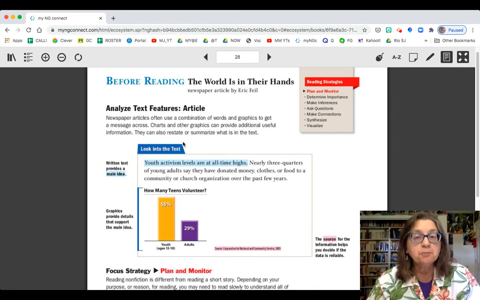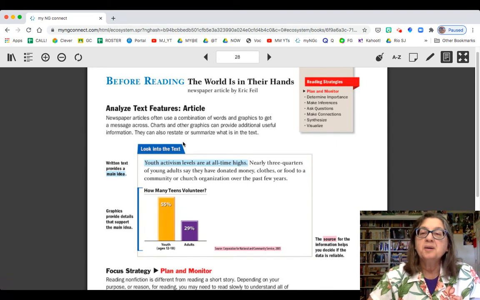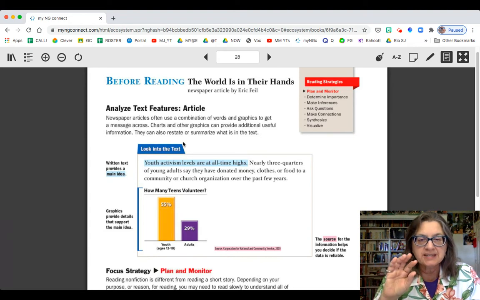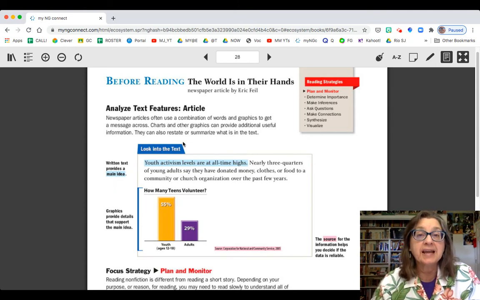There can be opinion, but that would come across as a quote, or sometimes an article is clearly identified as an editorial or opinion piece, so you know that a person's sharing their thinking with you. But otherwise, a newspaper article just talks about, this is something that happened, and here's the information about it.